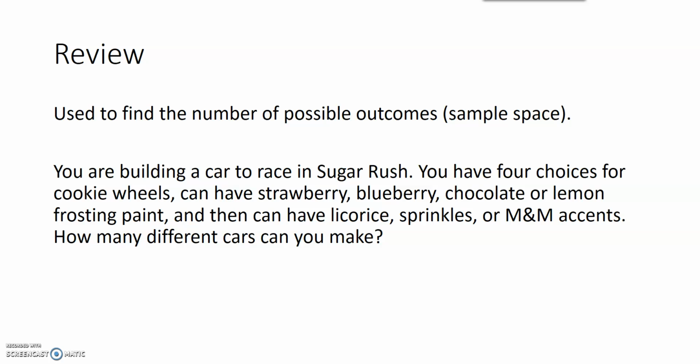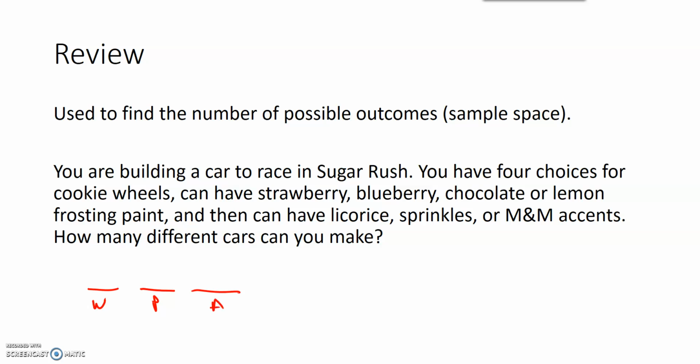You're building a car to race in Sugar Rush. You have 4 choices for cookie wheels. You can have strawberry, blueberry, chocolate, or lemon frosting paint, and then you can have licorice, sprinkles, or M&M accents. How many different cars can you make? Well, we need to have blanks for each type of possibility, each option type that we could have. So we have wheels, we have paint, and we have an accent to the car.